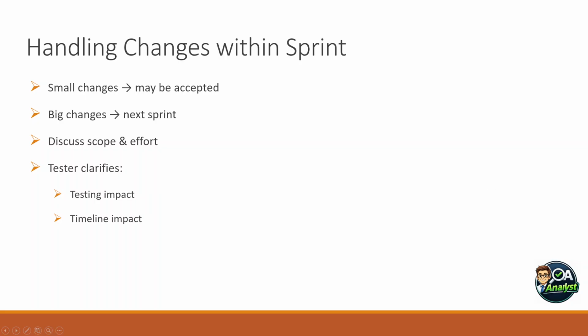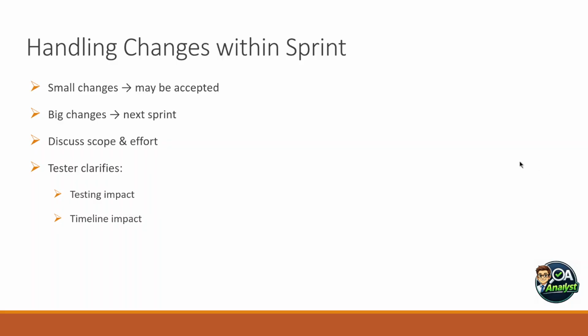Now let's talk about handling changes within the sprint. Sometimes changes come during an ongoing sprint. In Agile, small changes may be accepted. Big changes are usually moved to the next sprint. So testers must clarify the scope impact, the timeline impact, and the testing effort required for this change. Never assume, always discuss with the team and then decide. You should not assume anything.